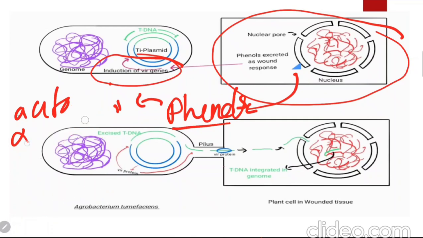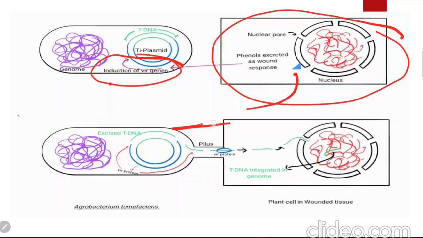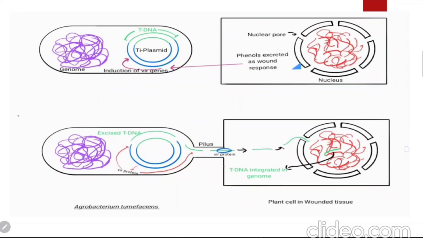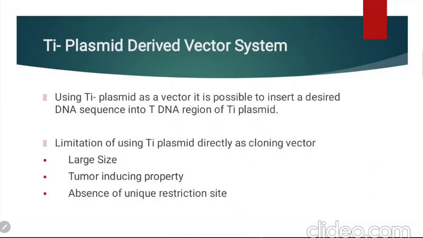So what will these Vir genes do? These Vir genes will further stimulate excision of this tDNA, formation of the sex pilus, transfer of this single-stranded tDNA, and ultimately integration of this tDNA into the host. So now we have talked about how the tDNA of the Ti plasmid causes tumor-like growth. Now we will talk about how we can use this Ti plasmid as a vector system.